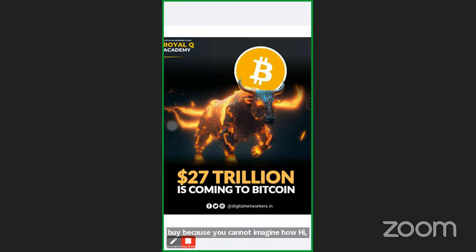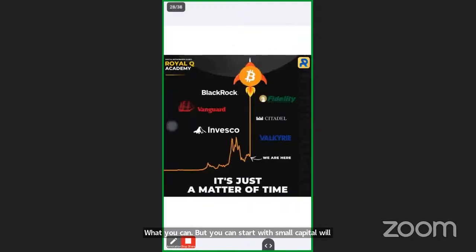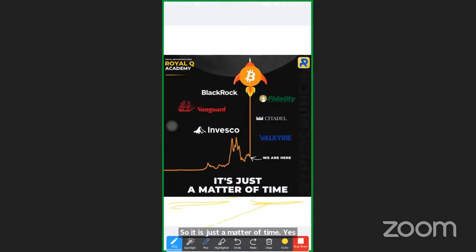And next time, if you decide to start after the next halving, you will require millions and millions of dollars. What you can start with small capital will not be accessible for each and every one of us. So it is just a matter of time, just waiting for these ETFs to be approved, and we are here now.